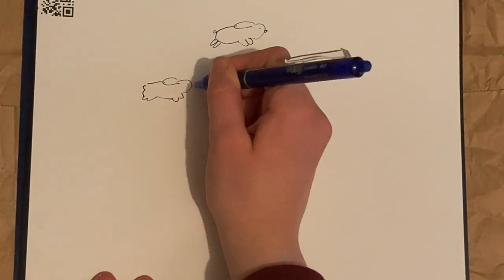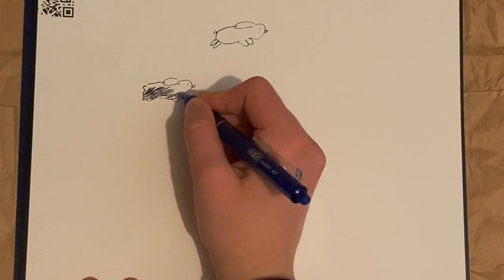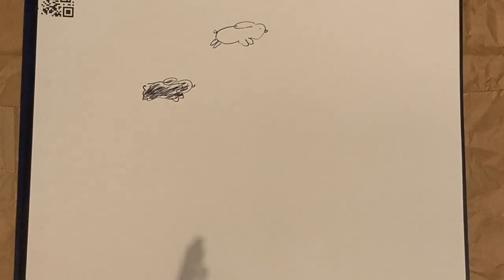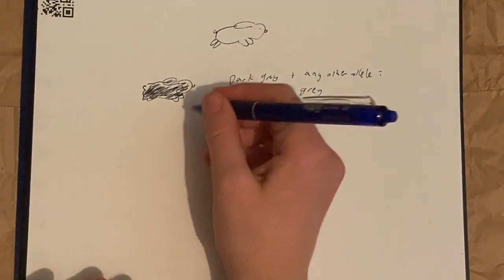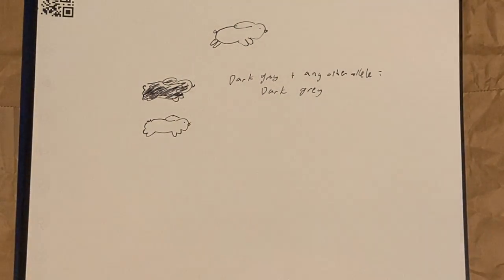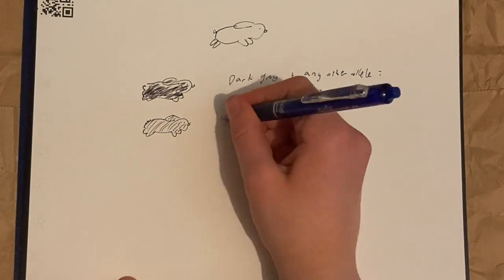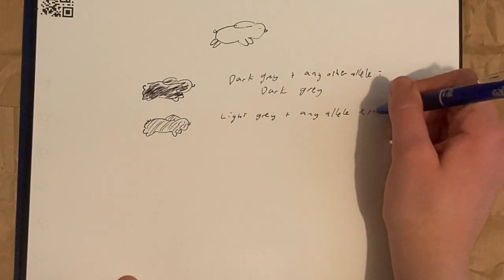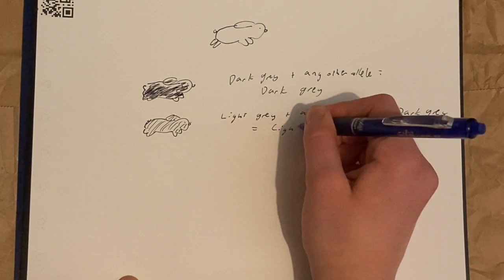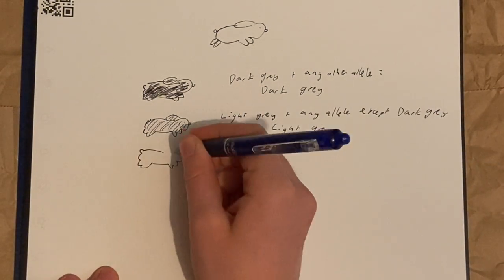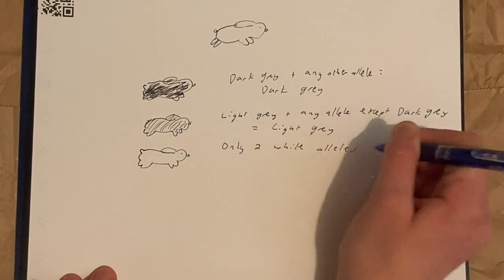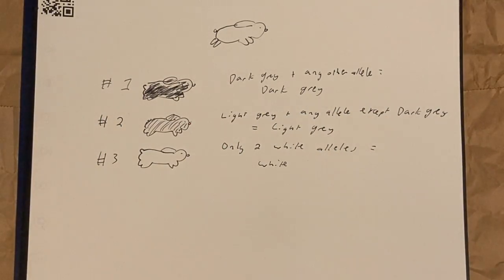For example, let's look at rabbit fur. The dark gray fur allele is dominant to all other alleles, so if a bunny has at least 1 dark gray fur allele, it will have dark gray fur. Light gray fur is next in line. If a bunny has light gray fur, it means that it has at least 1 light gray fur allele and no dark gray fur alleles. Finally, white is recessive to both dark gray and light gray fur alleles, and so a bunny must have 2 white fur alleles to have white fur.